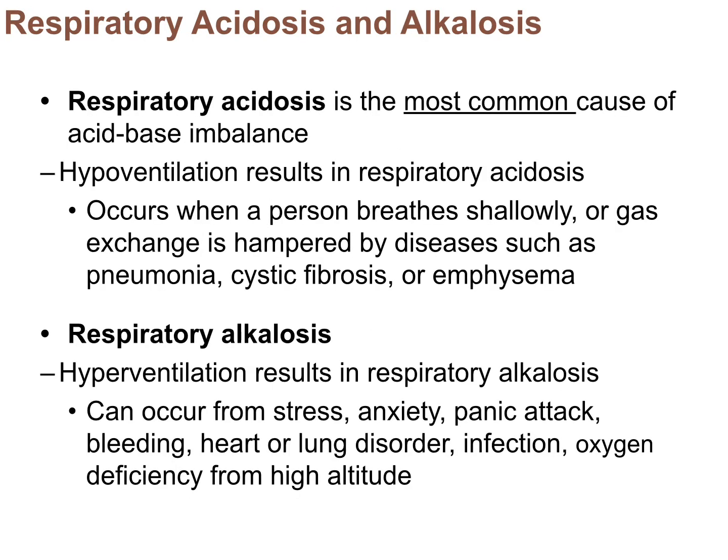Respiratory acidosis is the most common cause of acid-base imbalance of the four. And metabolic acidosis, we're going to see on the next slide, is the second most common cause. Now, what are causes of respiratory acidosis? Well, hypoventilation can result in respiratory acidosis, as we mentioned on a previous slide. When can this happen? Well, when a person is breathing shallowly, right? So gas exchange is hampered. We can have diseases like pneumonia, cystic fibrosis, or emphysema that could result in this hypoventilation, which would result in a respiratory acidosis.